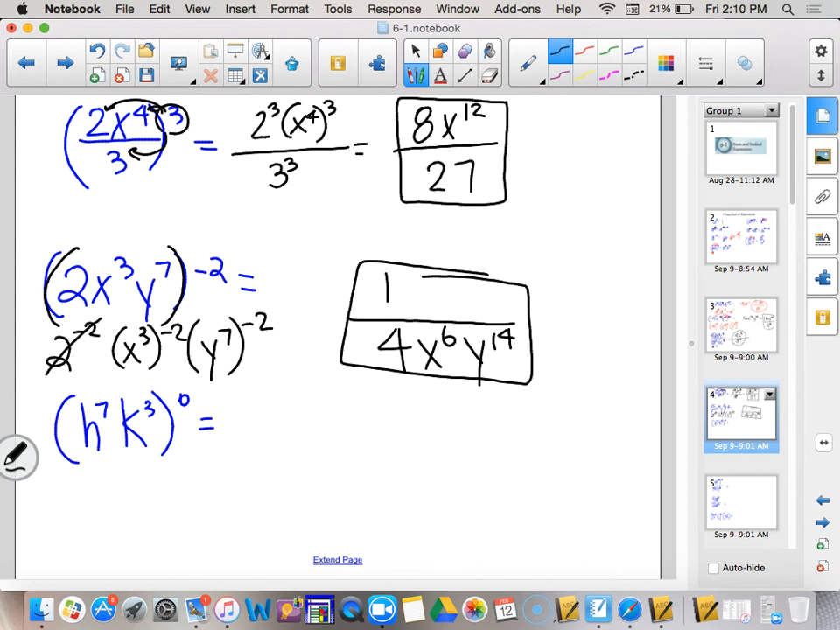The last one says h to the 7th, k to the 3rd. I'm taking the whole thing and I'm raising it to 0. What is my answer? 1. Correct. Those should be the easiest ones there are, and you should never miss them.